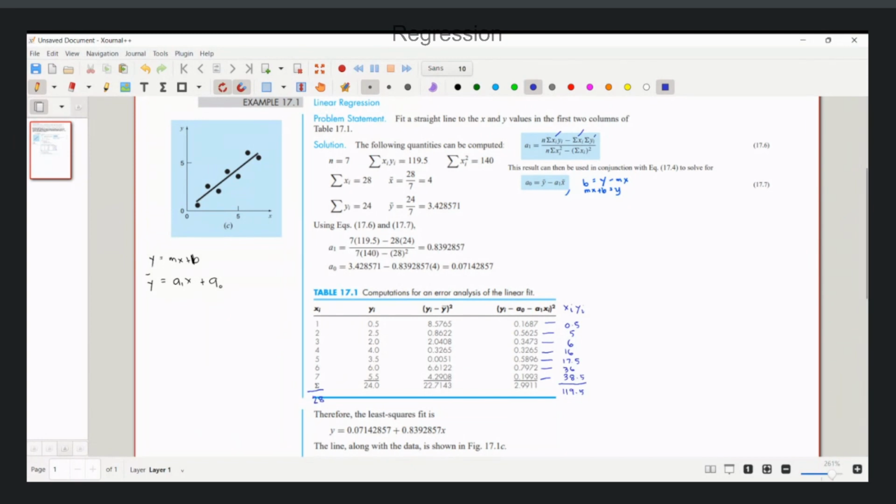And the summation of y sub i is 24. And next is the summation of x sub i squared. That's 1, 4, 9, 16, 25, 36, 49.